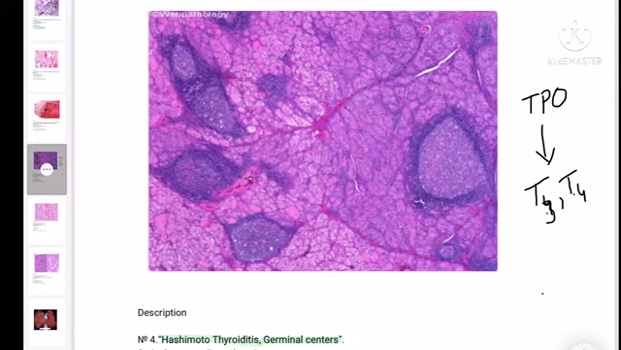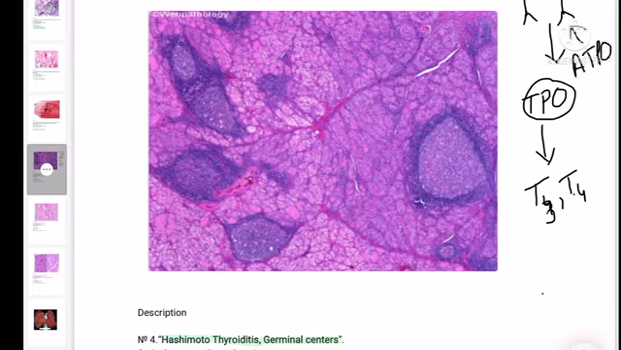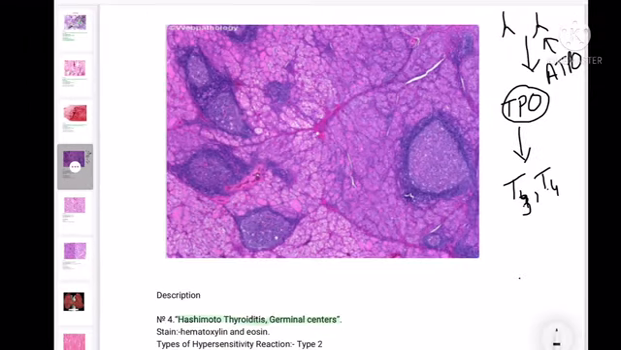So sometimes autoantibodies are formed against the thyroid peroxidase. These antibodies are called anti-thyroid peroxidase antibodies. They are too many in number and they occupy the thyroid gland diffusely. So there will be diffuse enlargement of the thyroid gland along with multiple accumulations of these immunoglobulins and T lymphocytes.